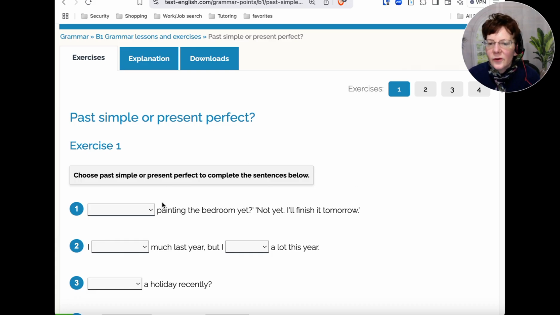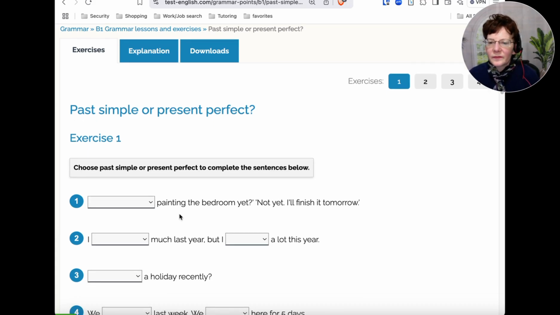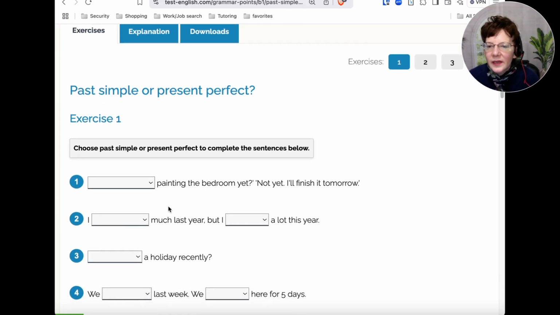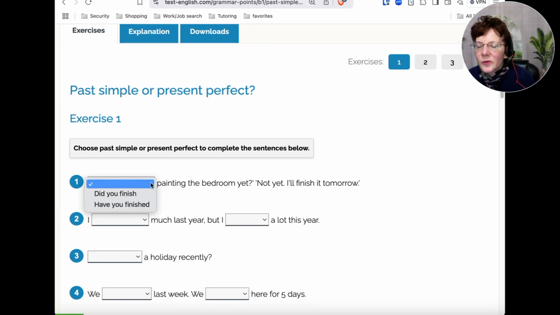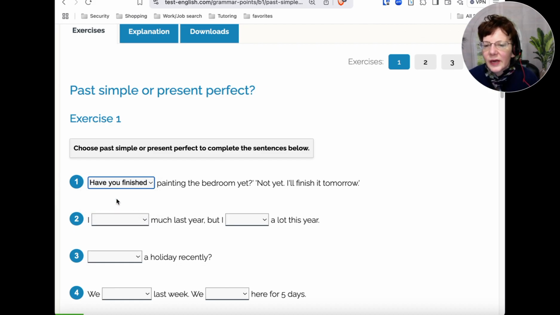Okay, so from the drop-down menu, we'll choose either past simple or present perfect here. Okay, so number one: did you finish or have you finished painting the bedroom yet? Not yet. I'll finish it tomorrow. Okay, so for yet we know it's present perfect. So the bottom, have you finished? That would be correct.